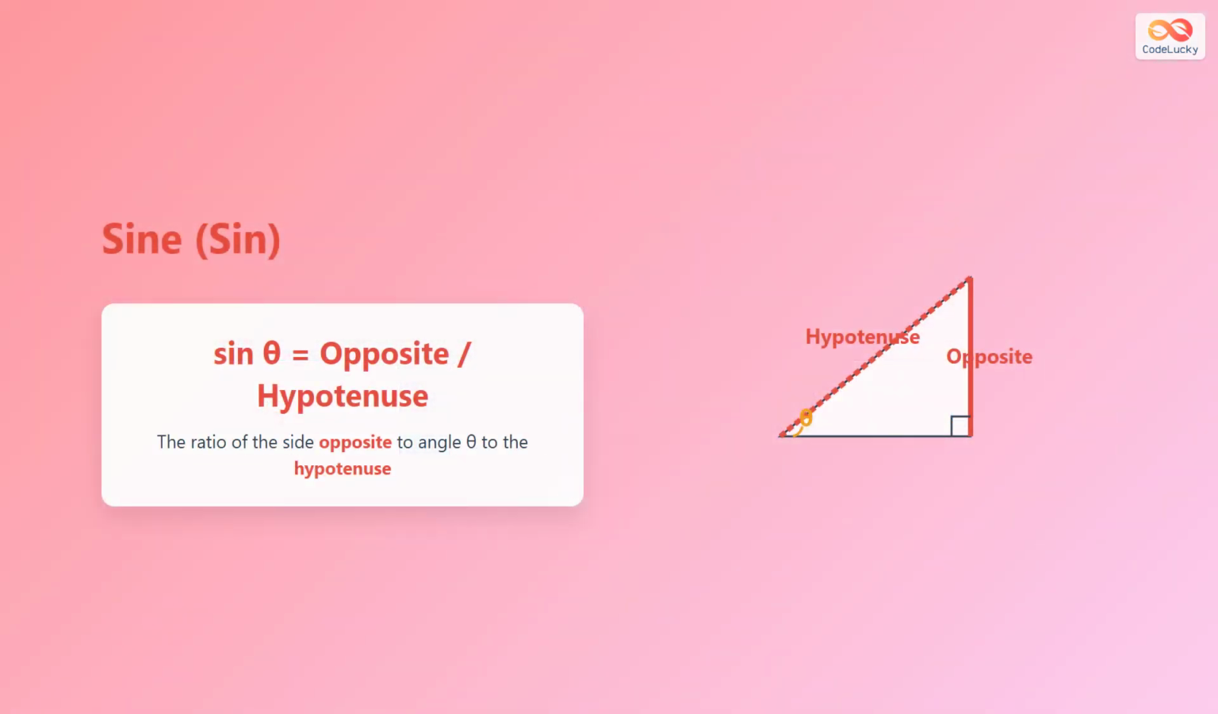Let's take a closer look at the sine function. The sine of an angle theta, written as sin theta, is defined as the ratio of the length of the side opposite to the angle theta to the length of the hypotenuse. Therefore, sin theta equals opposite divided by hypotenuse.